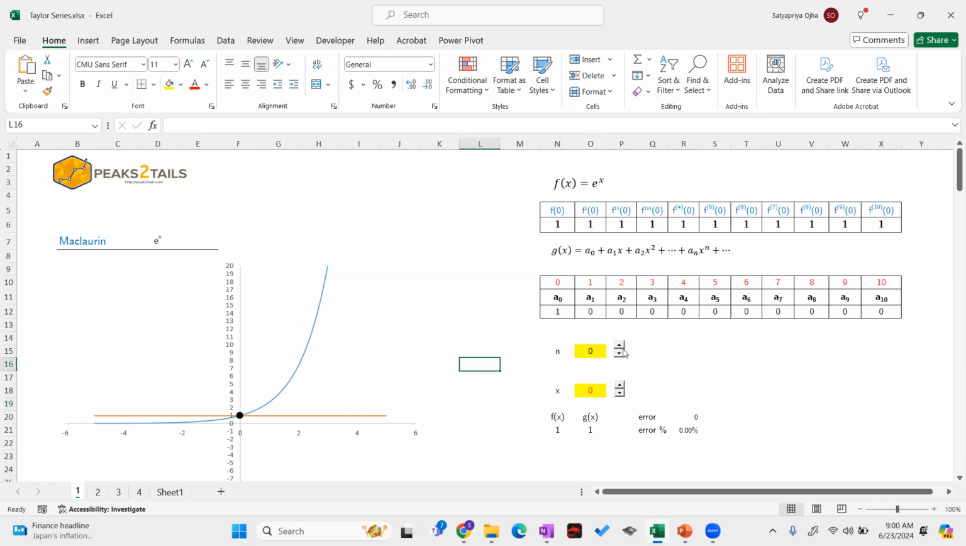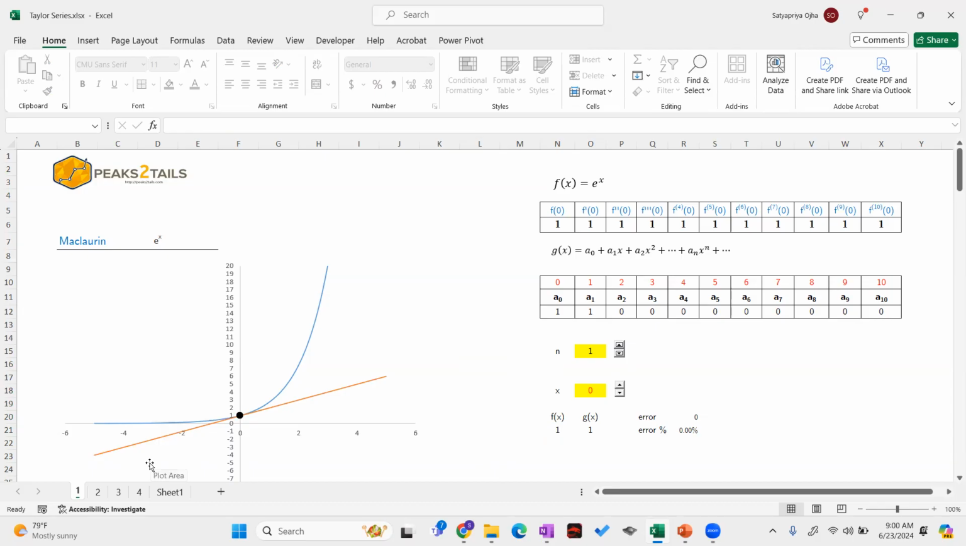Now I'll include another term. If I include the linear term, what will happen? e to the power x is approximated as 1 plus x. Only that much, correct? 1 plus x is a straight line. This is the plot.